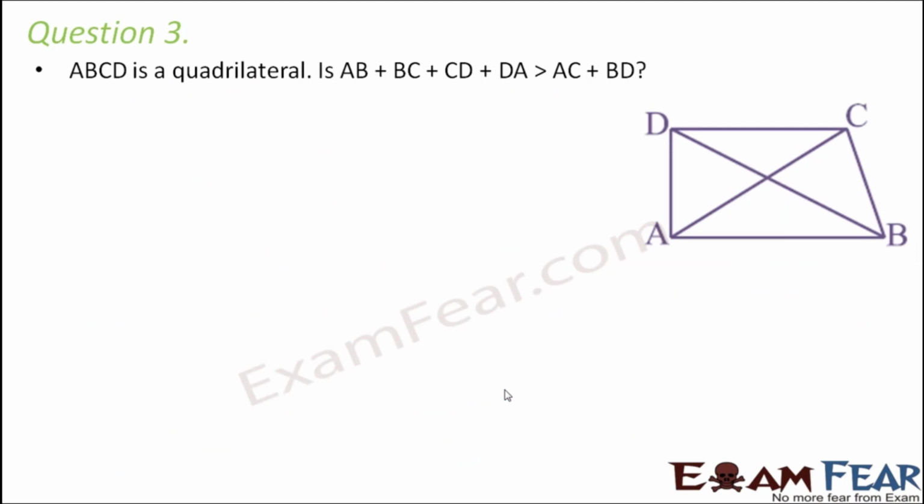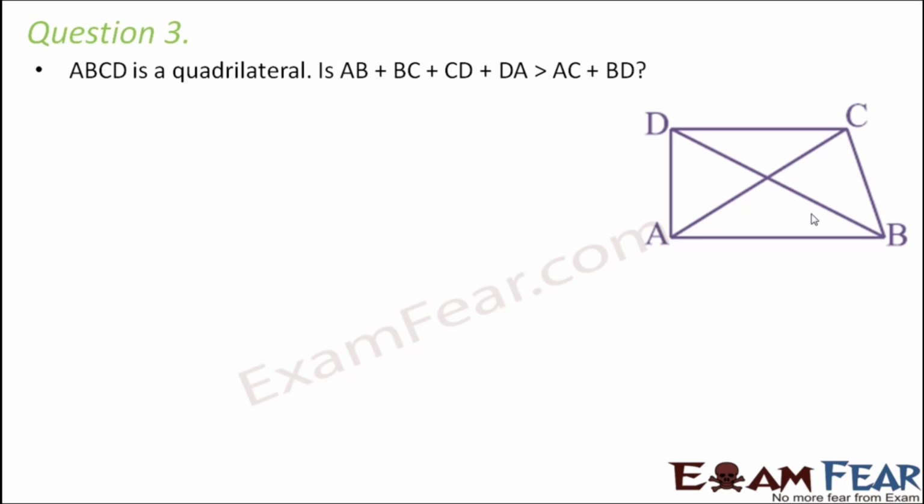Question number 3. ABCD is a quadrilateral. What is a quadrilateral? Quadri, that is 4. So any polygon with 4 sides is called a quadrilateral. Is AB plus BC plus CD plus DA, that is sum of the 4 sides, greater than AC plus BD, where AC and BD are the diagonals of the quadrilateral?